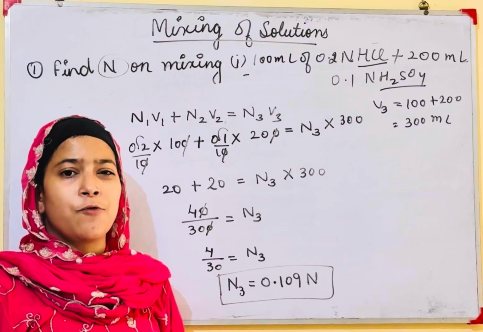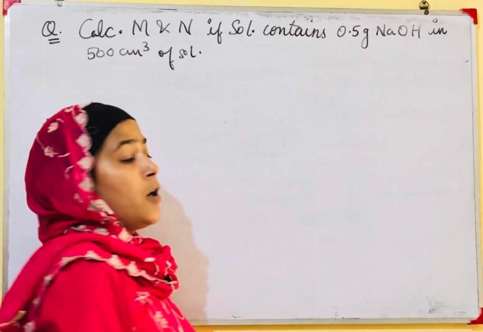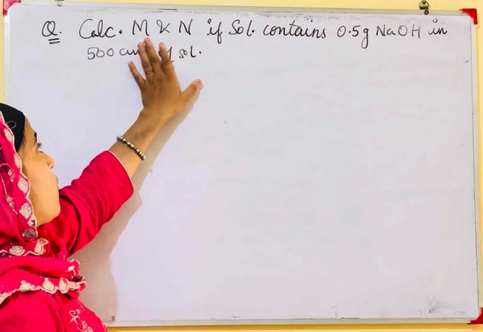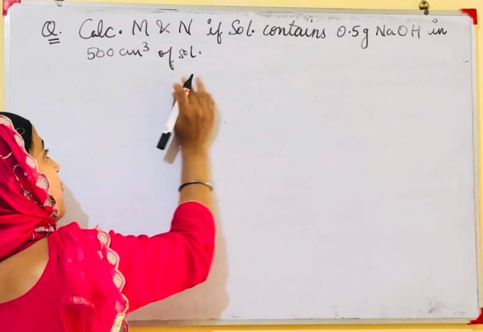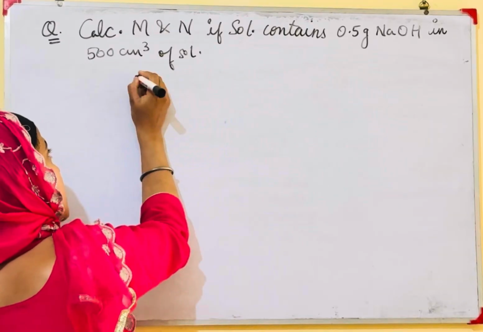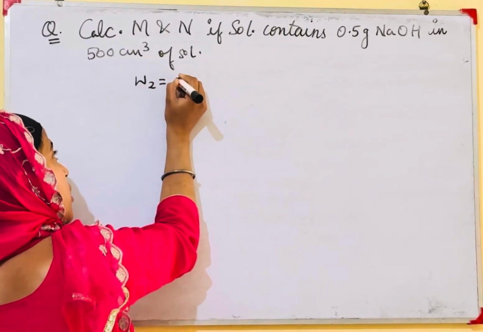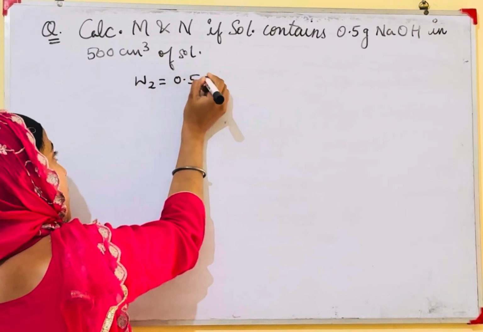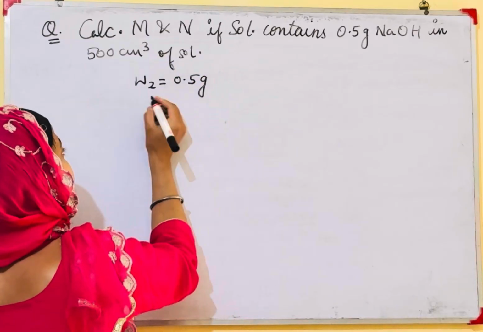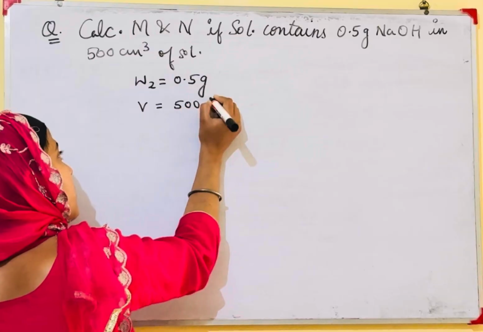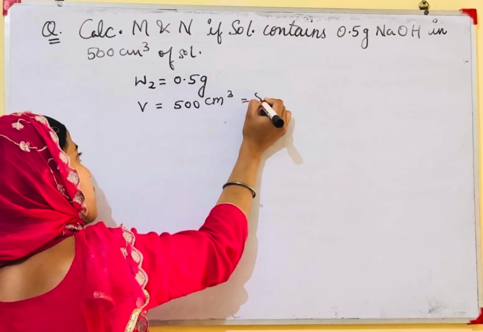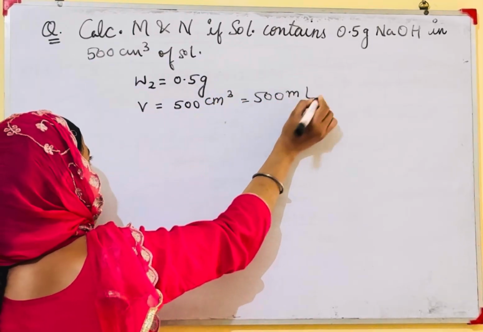Now let's proceed further with one or two numericals. Now see this question. We have to calculate molarity and normality. First you have to write what is given. 0.5 gram is the weight of solute. The volume of solution is 500 centimeter cube. We can also consider it as 500 ml.